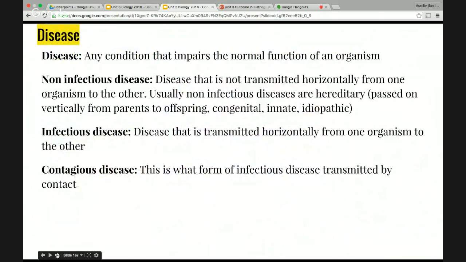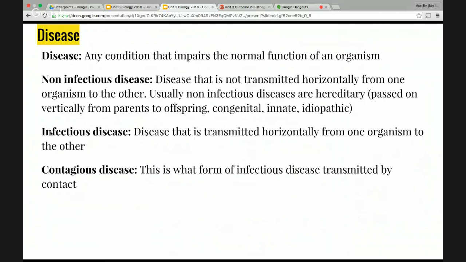Disease. A disease is defined as any condition that impairs the normal function of an organism. There's non-infectious disease, those are the ones that are not transmitted horizontally from one organism to another. Usually non-infectious diseases are hereditary, passed vertically from parents to offspring. They can be congenital, innate, or idiopathic. Idiopathic means people don't really know what the cause is.